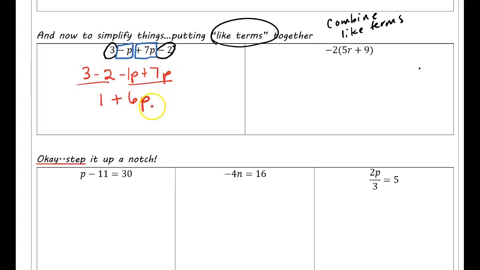And I just put that P on there. So think of it as like I have 7 apples, and I'm taking away 1 apple. I have 6 apples left. So that's kind of what's happening right there. And then this would be your final answer, everybody.